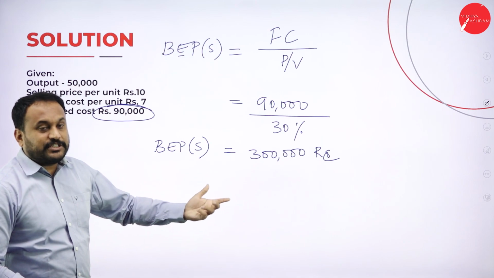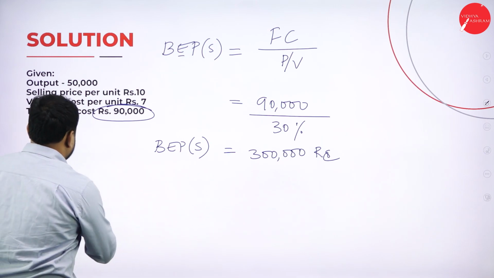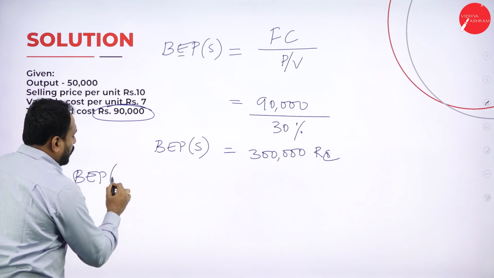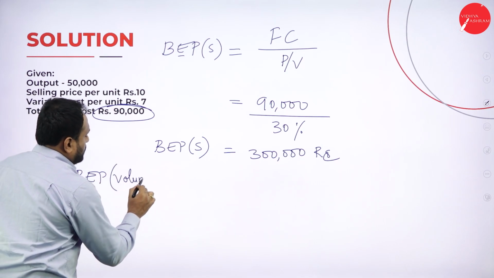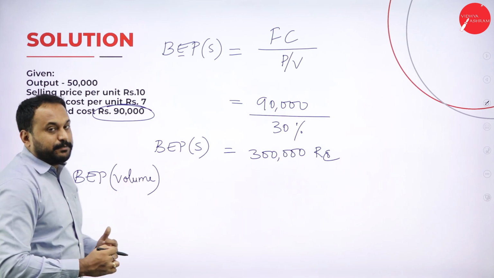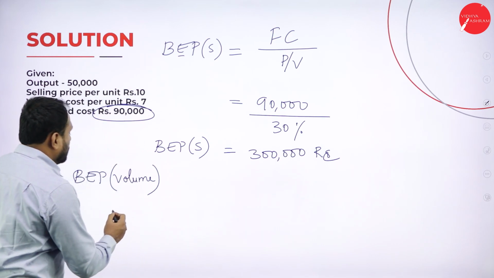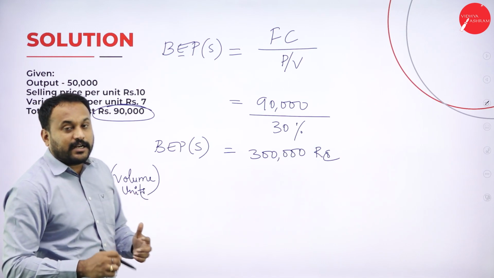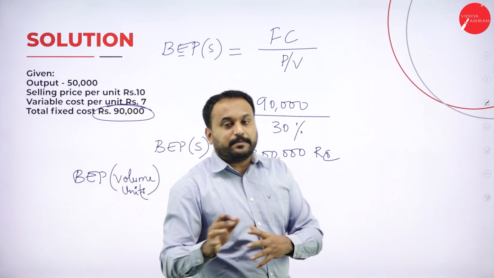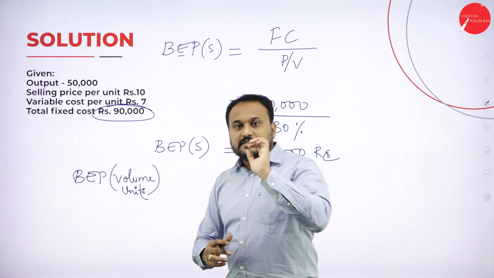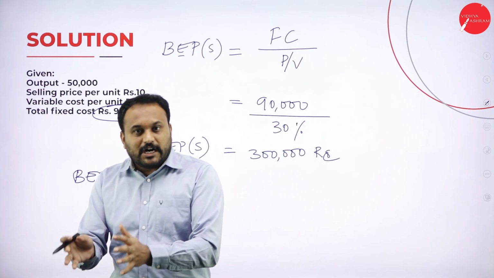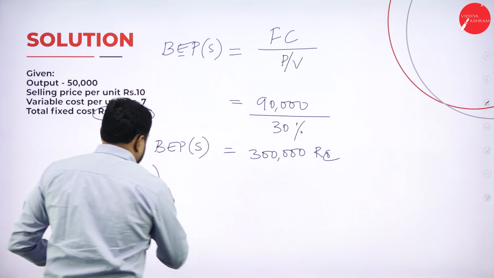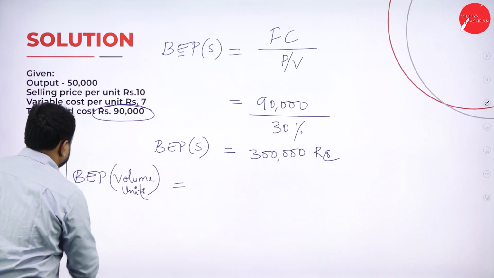There is one more question in that itself, that is BEP units, BEP in volume. This is also called BEP units. That is how many units you need to make so that there is neither loss nor profit. What is BEP? BEP is that particular point where you don't have loss as well as you don't have profit. So here we have a different formula.